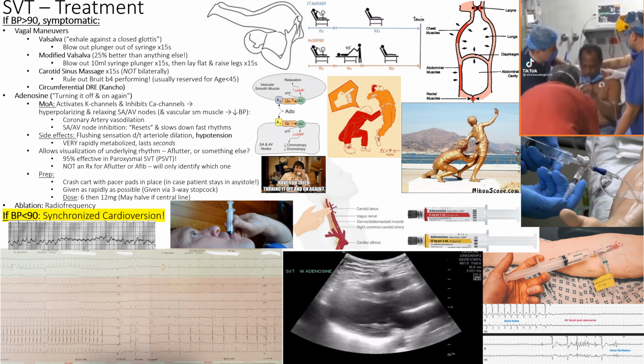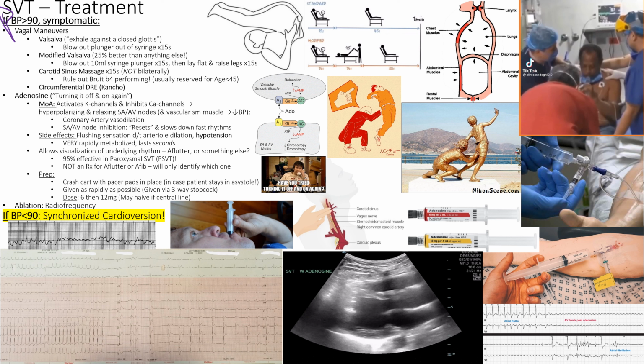All right, so SVT treatment, or I should say PSVT specifically. So PSVT, if their blood pressure is greater than 90, right? That means their blood pressure is good, but they have this really, really fast rhythm. What are they going to complain of? They have a really fast heart rate. They've got palpitations: my heart is racing, right?